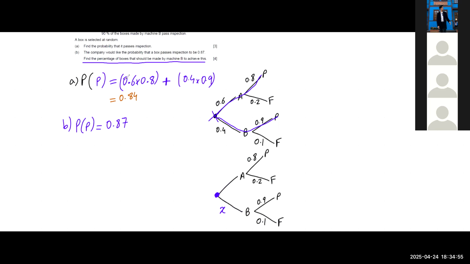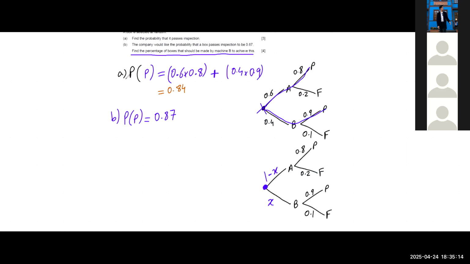If this is x, what should this be? One minus x. Exactly, because the total probability stemming from a certain point on a tree diagram has to add up to 1. Okay? So this must be 1 minus x. So we've now set up variables for these probabilities of picking machine A or B because we want them to be a specific number.